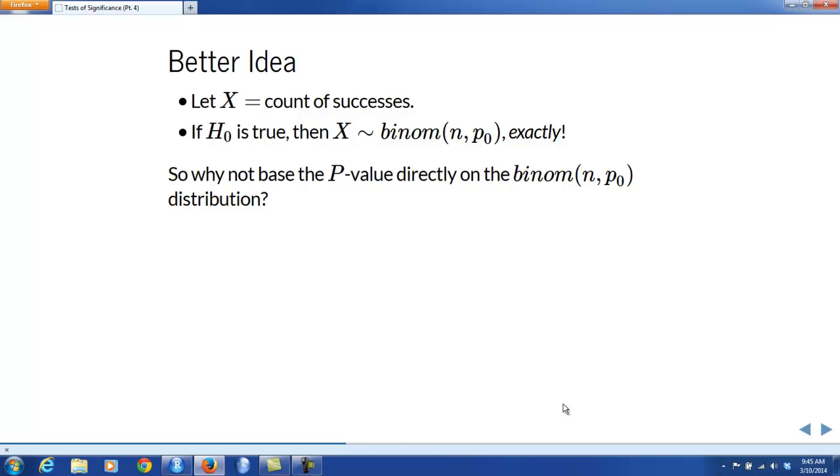If the null hypothesis is true, we've seen that X has a binomial distribution with number of trials n equal to the sample size and chance of success equal to the null's belief p naught. And it has exactly this binomial distribution. So why not go ahead and base the p-value directly upon the binomial distribution instead of veering off into a normal curve approximation, which has to be corrected with continuity considerations?